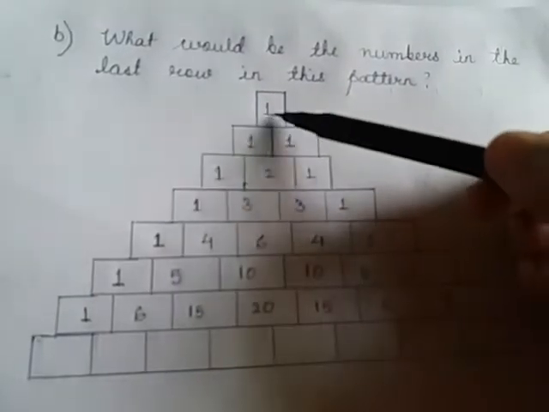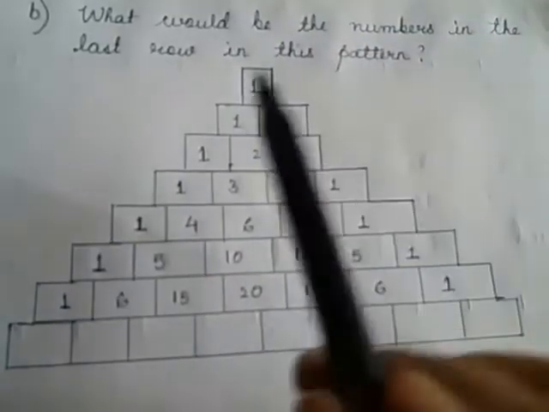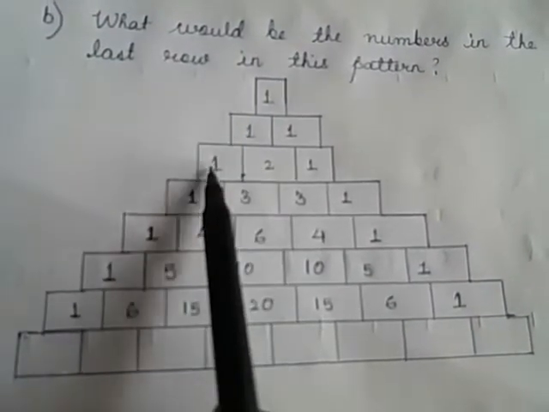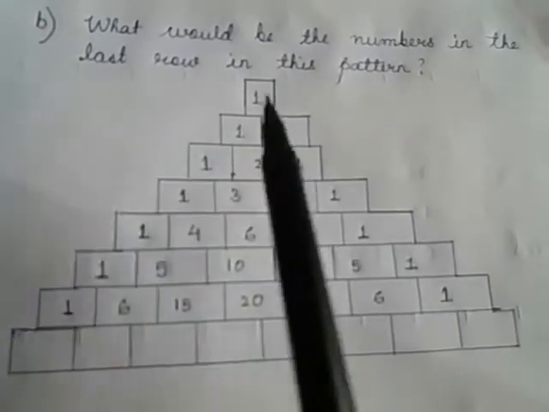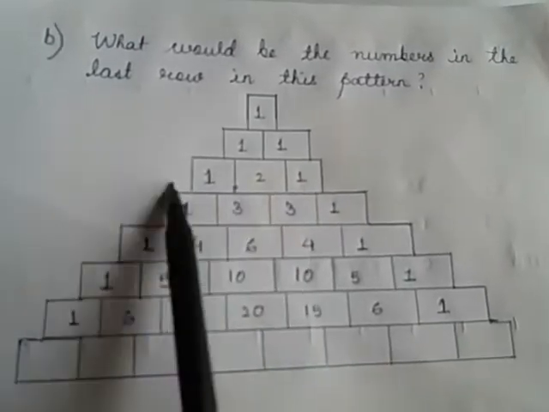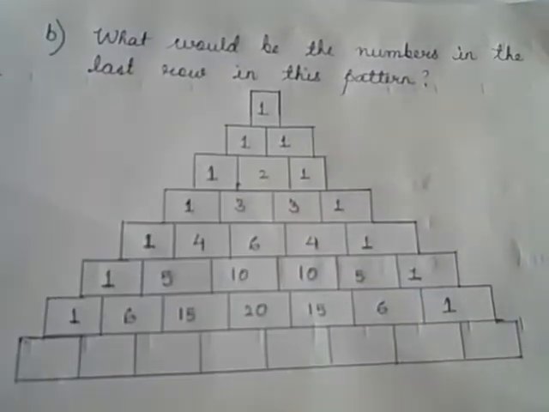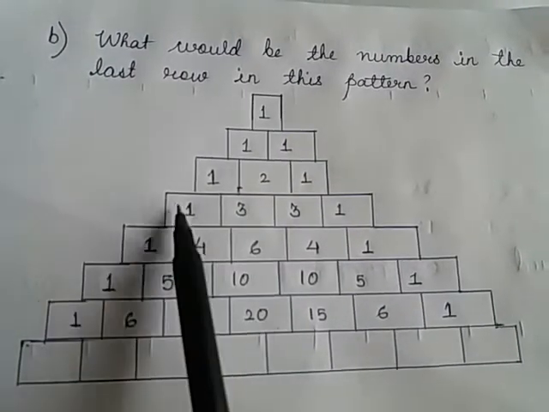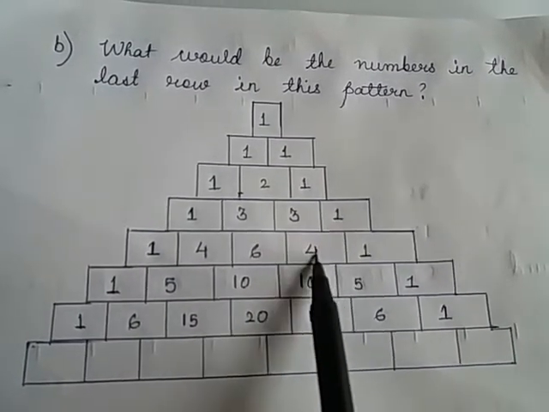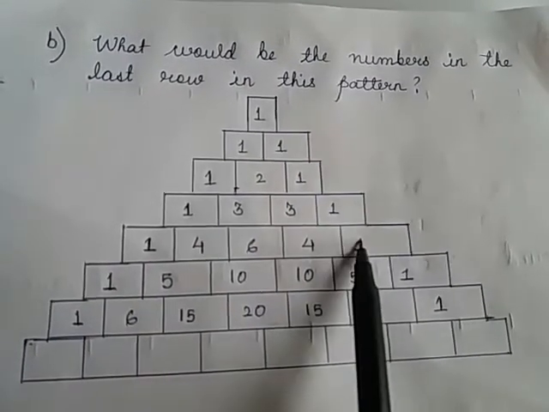So 0 plus 1 is 1. 0 plus 1 is 1. Now again 1 plus 1 we are getting 2. 0 plus 1 is 1. 0 plus 1 is 1. Again here 2 plus 1 is 3. 2 plus 1 is 3. We are adding 0 here, that's the reason we are getting 1 here and 1 here. Again 3 plus 1 is 4. 3 plus 3 is 6. 3 plus 1 is 4. 0 plus 1 is 1. 0 plus 1 is 1.